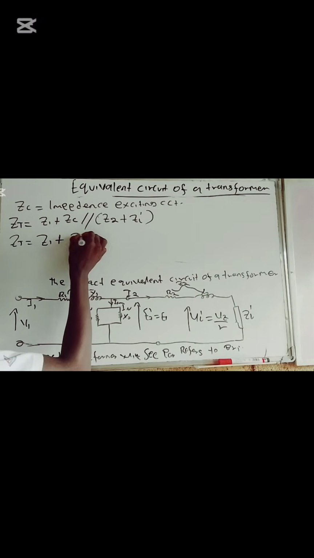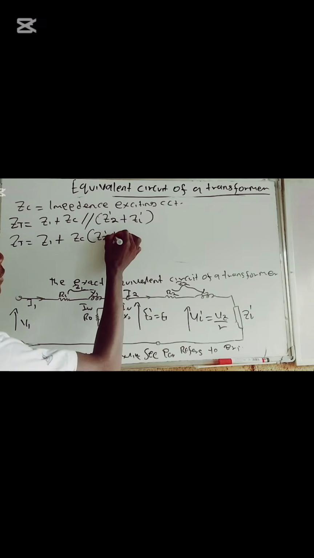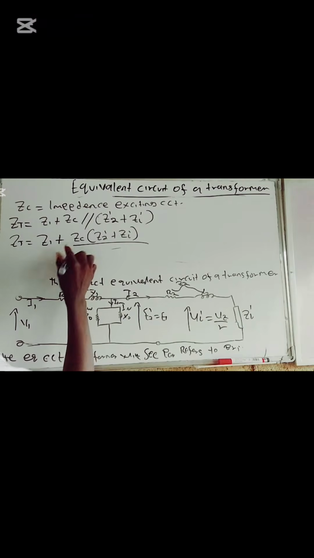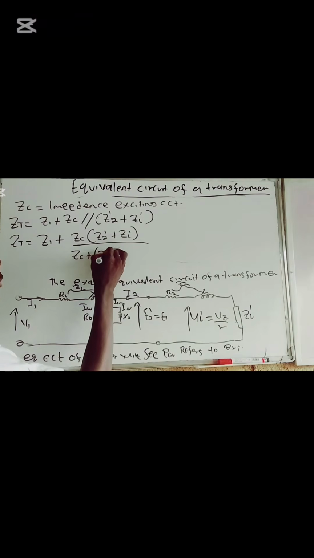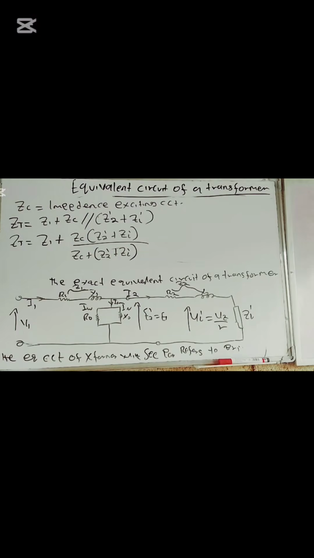So this is the same thing as ZC multiplied by what? Z2 prime. I have prime here. Plus what? Plus ZL prime, all divided by what? ZC plus what? Plus Z2 prime plus what? Plus ZL prime.